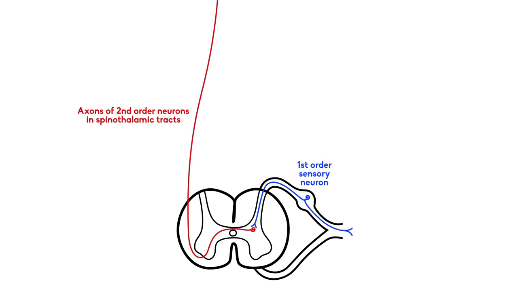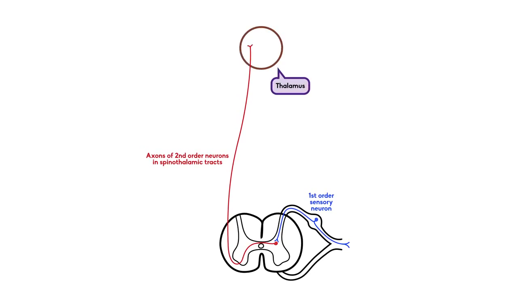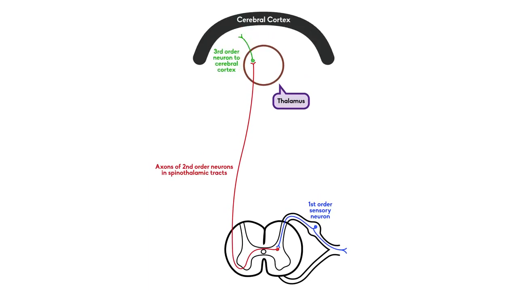Then they're opposite and they ascend contralaterally. And you see there the synapse in the VPL of the thalamus. And then you see the green third order neuron going up to your sensory cortex. Now, repeat after me. Above, opposite. Below, same.